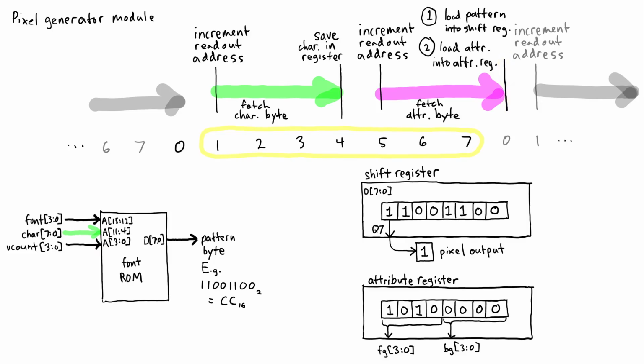At times 1 through 7, the data in the shift register is shifted 1 bit to the left, meaning that bit 6 becomes bit 7, bit 5 becomes bit 6, and so forth. By shifting the pixel data 7 times after the pattern byte is loaded, all 8 bits of the pattern are sent to the output module. When the counter returns to time 0, another pattern byte and attribute byte will be clocked into the shift register and attribute register, and the process continues.